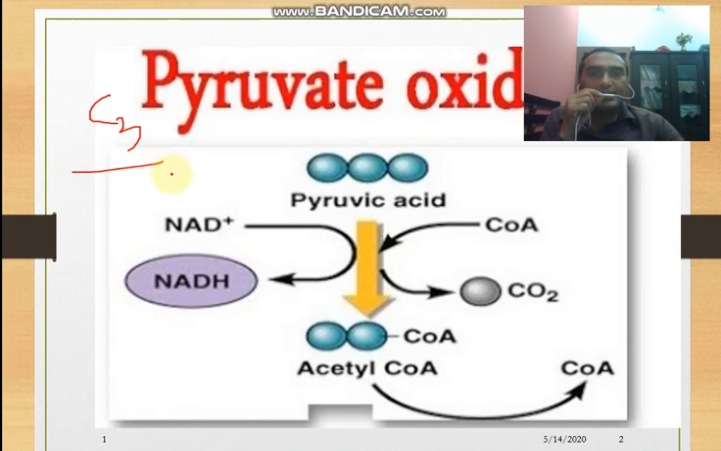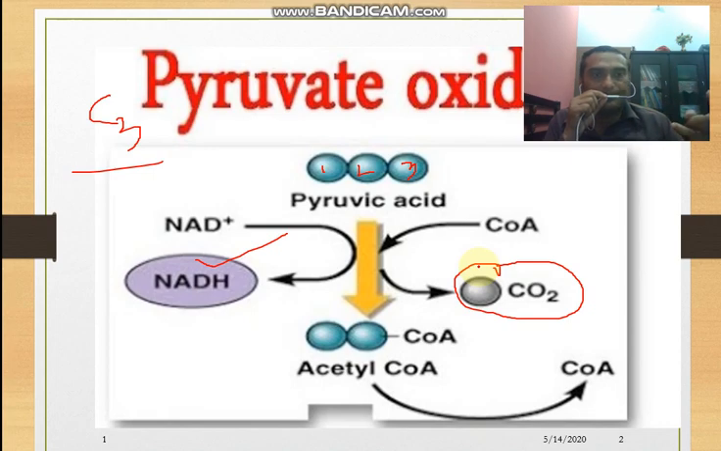So in oxidation, this is 1, 2 and 3. This is a 3 carbon containing compound, pyruvic acid, or we can say just pyruvate. In this oxidation, pyruvate releases 1 NADH and 1 carbon dioxide. This is the first carbon dioxide produced from the pyruvate. 1 is produced during the oxidation of pyruvate and 2 are produced during the Krebs cycle. And this one is a NADH.